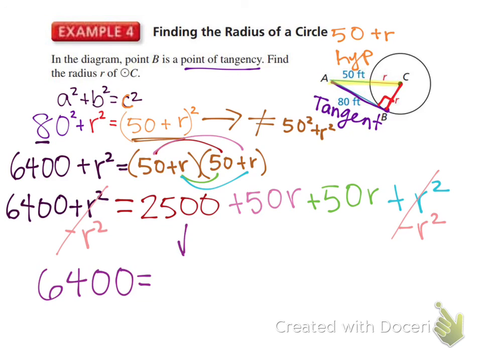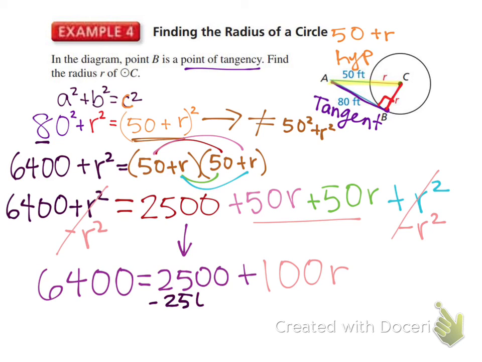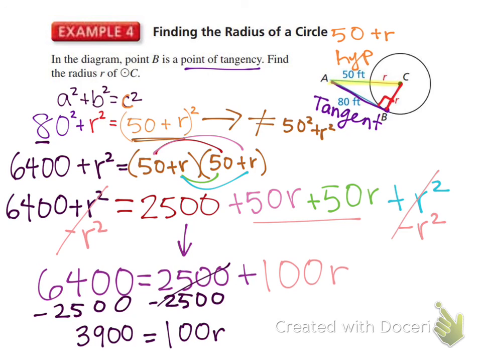6,400 equals 2,500 plus, what is 50r plus 50r? 100r. So we need to subtract the 2,500. Correct. So subtract 2,500. 6,400 minus 2,500 is 3,900. Divide by 100. r equals 39, and it would be feet.